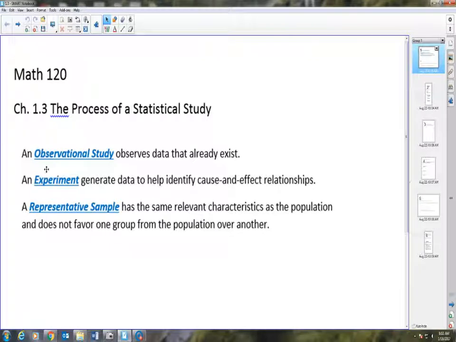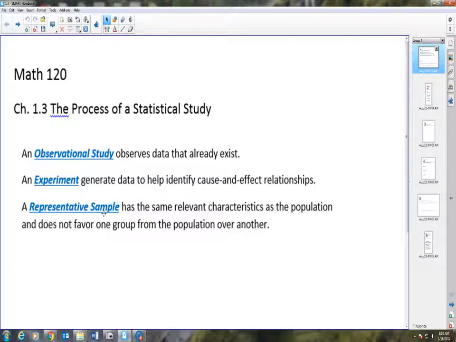One of them is called the observational study. You observe data that already exist. So that means somebody else probably already collected the data, and we're just making an observational study. Alright, an experiment. I use this word quite often in chapter 4. An experiment generates data to help identify cause and effect relationships.